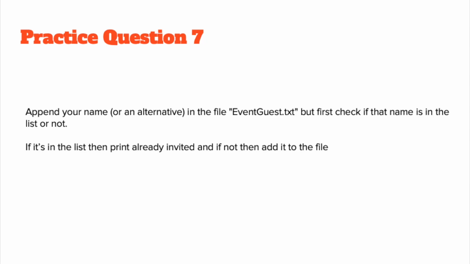So let's try practice question 7. Append your name or an alternative to the file event_guest.txt, but first check if the name is in the list or not. If it's in the list, then print "already invited", and if it's not, then add it to the file. So you've got to use a loop, a selection, perhaps a flag here as well. Pause the video, code this, and then continue to check a possible solution.